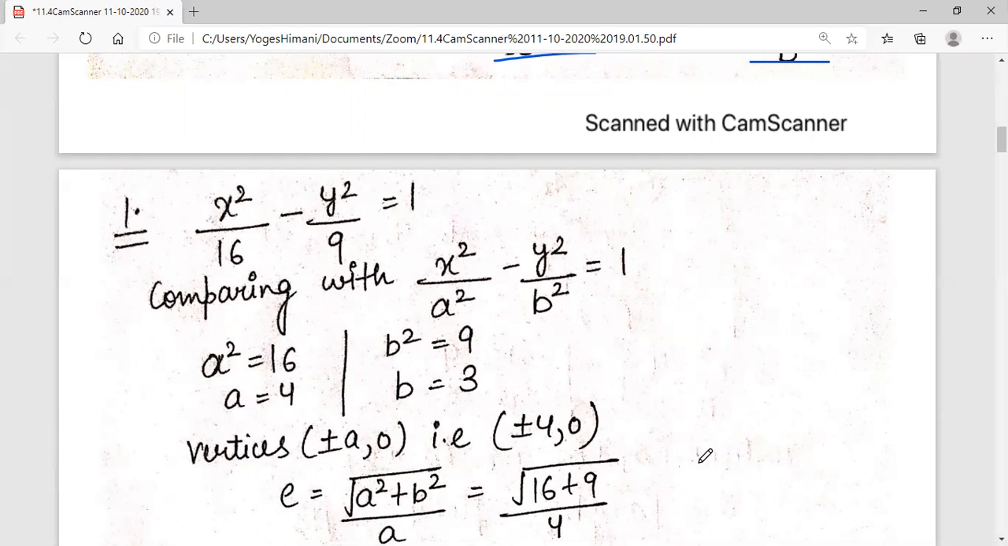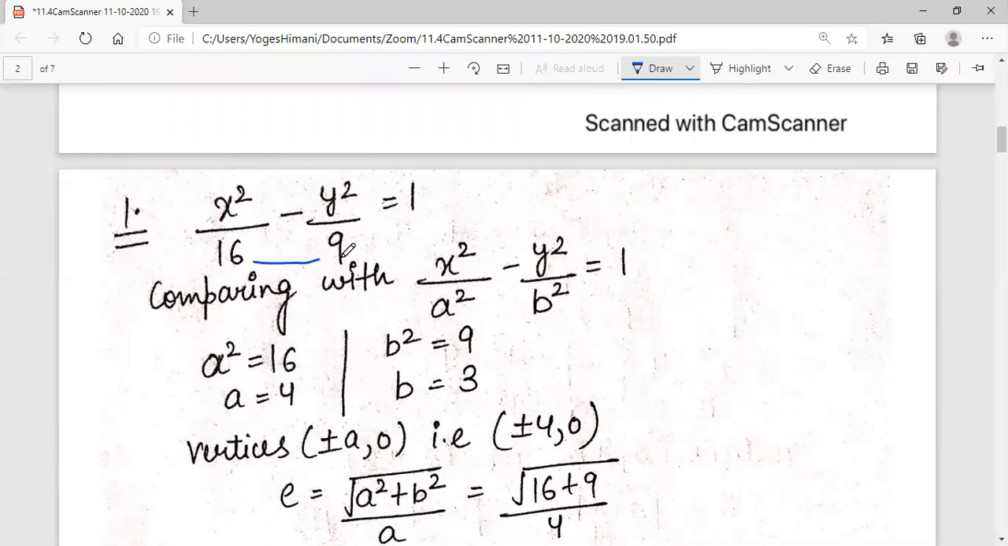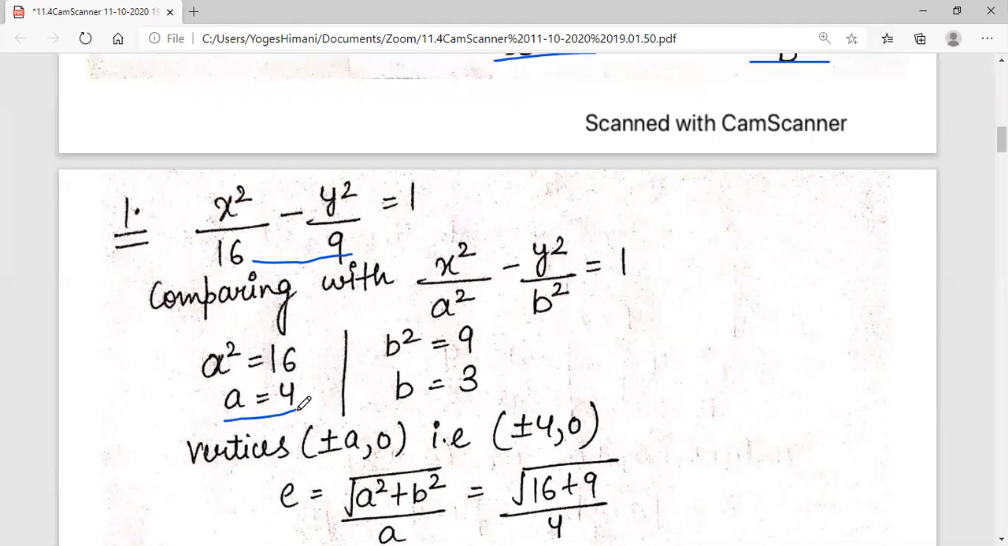Let's start. First, this is the equation of the hyperbola. This is given. We will compare it with x square by a square minus y square by b square is equal to 1. a square is equal to 16. Then the a value will come 4. Students, it will not come plus minus 4 because distance cannot be minus. It will come only 4. b square is equal to 9. b will come 3.